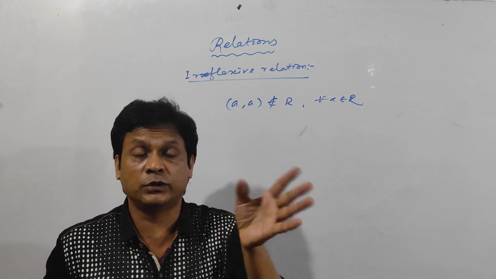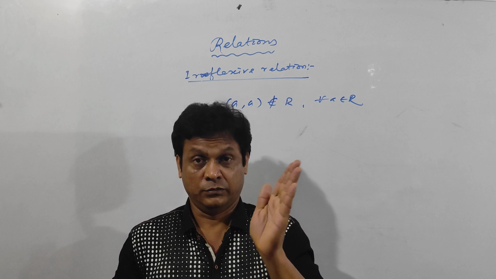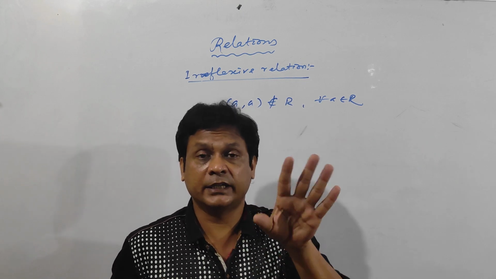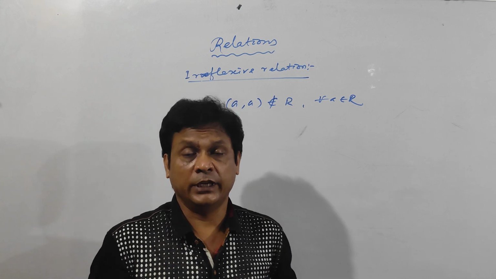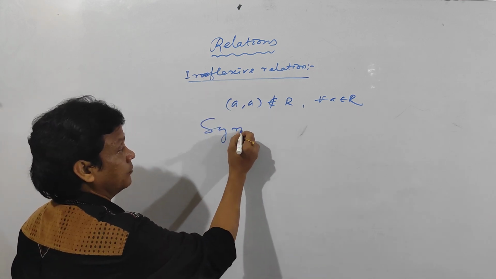That means (1,1), (2,2), (3,3) will not be present in that set. Except (1,1), (2,2), (3,3), other elements are present. So that relation is called irreflexive. Clear? Now see here, what is a symmetric relation?